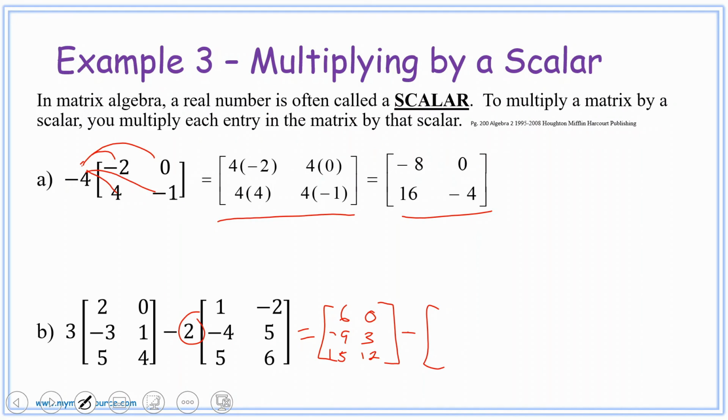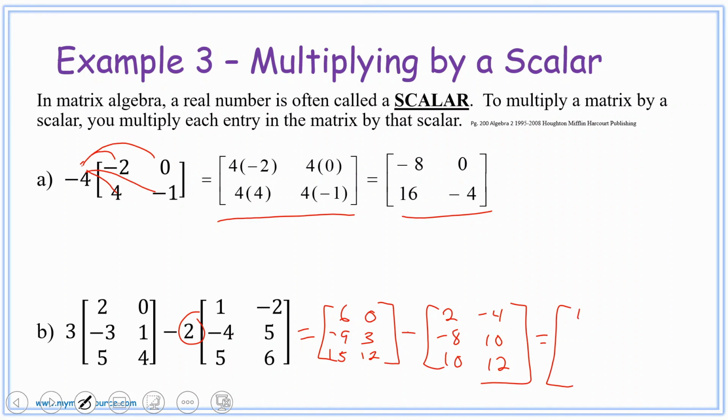And so if we do that, we have positive 2 times 1 is 2. Positive 2 times the negative 4 would be negative 8. Positive 2 times the 5 is 10. Positive 2 times that negative 2 in the second row is negative 4. Positive 2 times the 5 is positive 10. And positive 2 times the 6 is 12. Because we left the subtraction on the outside, we just have to remember to subtract each one.